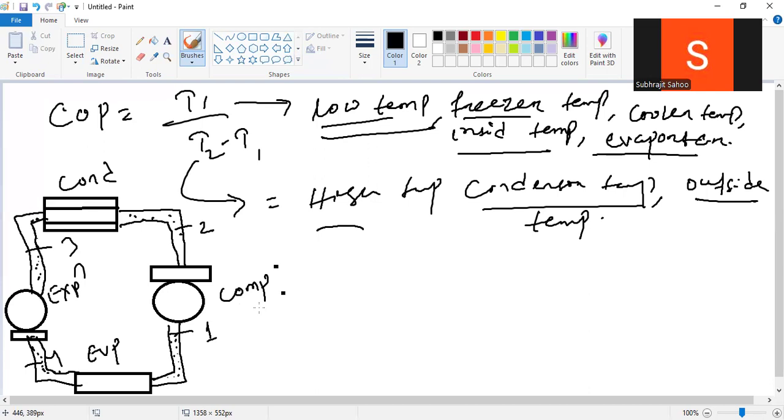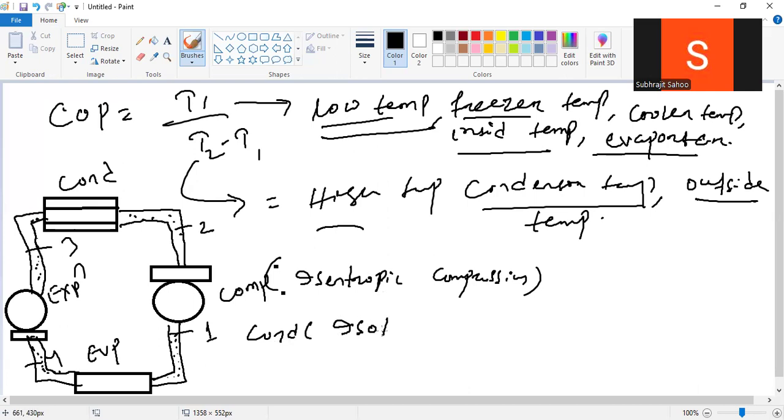Okay, out of the 4 processes, which process is happening in this compressor? Remember, in the compressor, isentropic compression process. Okay. In the condenser, which process? In the condenser, isothermal expansion process. In the expansion device, isentropic expansion process. Okay, expansion process.